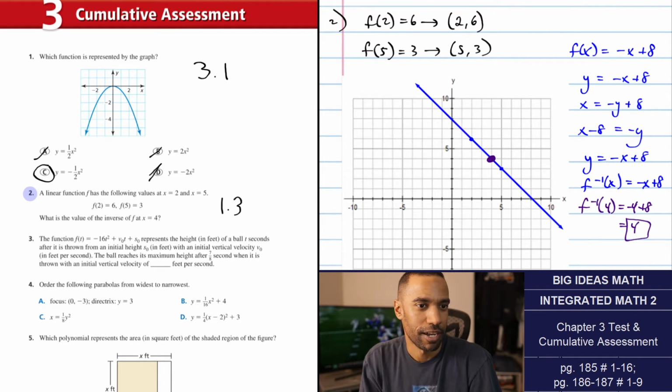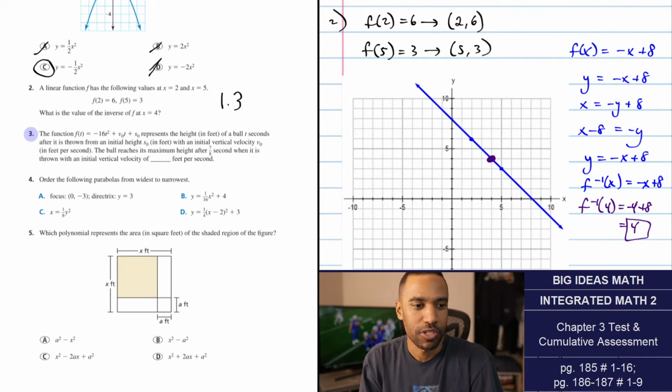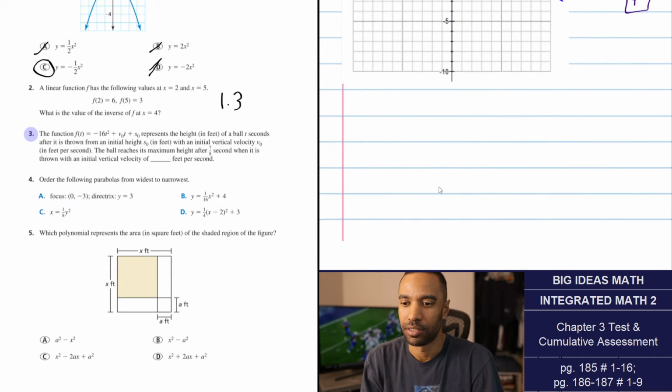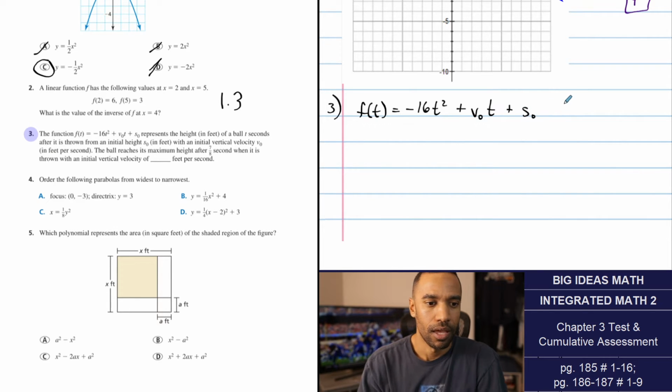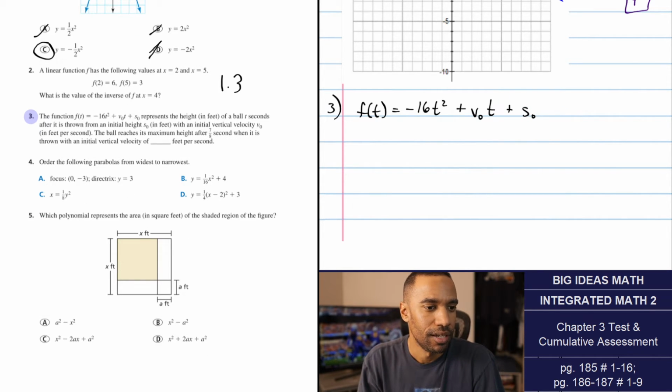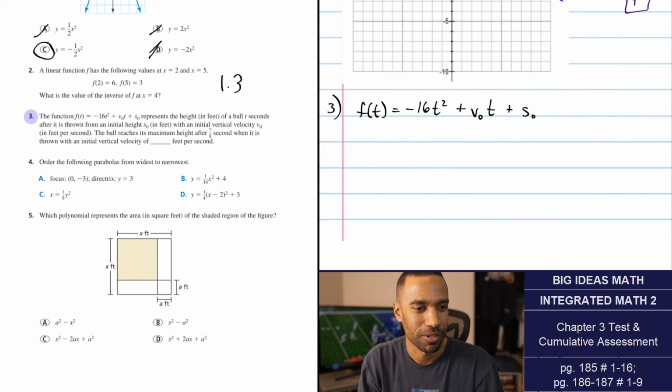All right, number 2. Funny. Number 3. The function f of t equals -16t squared plus v naught t plus s naught represents the height in feet of a ball t seconds after it's thrown from an initial height s naught in feet with an initial velocity v naught in feet per second. The ball reaches its maximum height after 7/8 of a second when it is thrown with an initial velocity of blank feet per second.